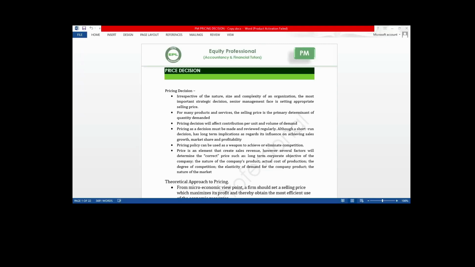we move to our topic for today. We are looking at pricing decision. We started this topic last week on our last class. That should be on Sunday class, if I'm not mistaken.